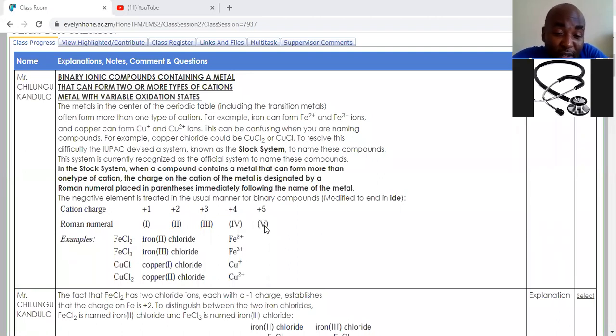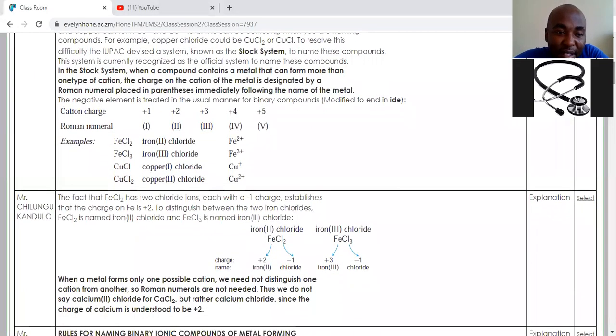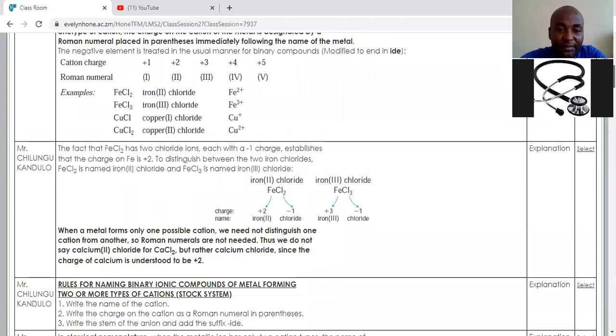But it doesn't go beyond 5 necessarily. You can have 6, which is VI, but 10 is not possible. So those are the things. That's why even in the examples, you've seen that it's just going as far as 5. So if you have iron chloride, Fe2+, this one is iron 2 chloride. How sure are we? The explanation is here.